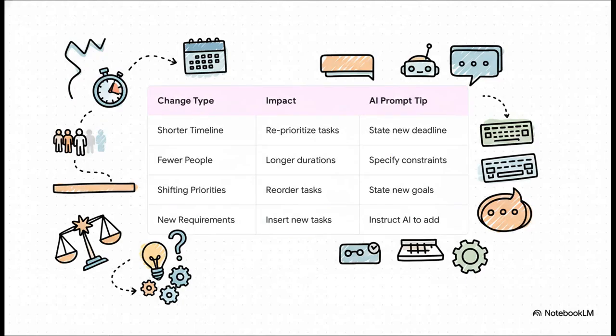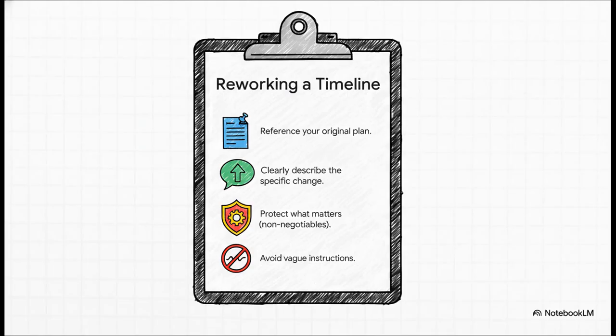So this table kind of breaks down the 4 big reasons your timeline might need to change. Maybe the deadline gets moved up, or you have fewer people, or priorities shift, or a new requirement pops up out of nowhere. For each one, you can prompt the AI with specific instructions to adjust the plan the right way. So when you need to change things up, here's your game plan.